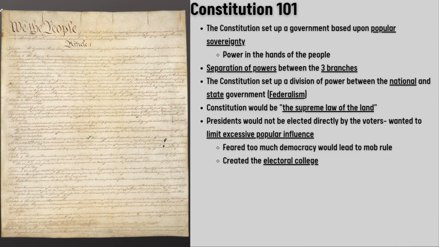Next, we have the separation of powers among the three branches of government. This system ensures that no single branch becomes too powerful, promoting a balance that's crucial for democracy. Additionally, the Constitution delineated a division of power between the national and state governments. This is a principle known as federalism. This balance allows for a strong national framework while preserving state autonomy.